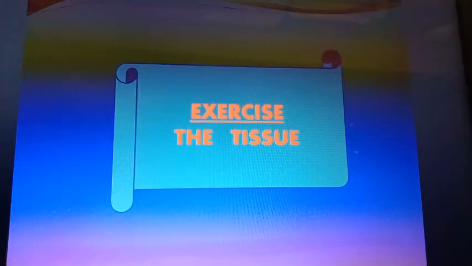Hello students. We had already completed 2 chapters of your biology book Candid ICSE Biology, that are the tissue and photosynthesis. So today we are going to discuss some exercise questions from the chapter The Tissue.